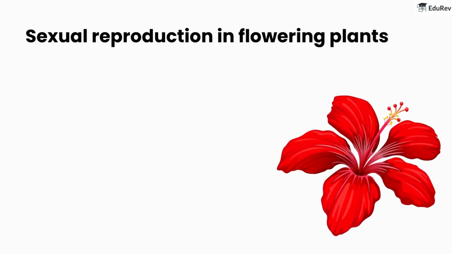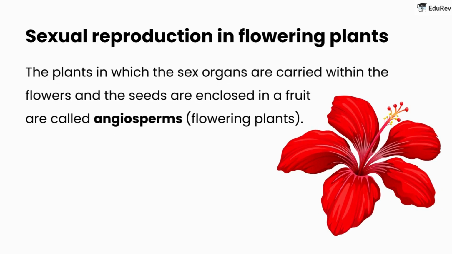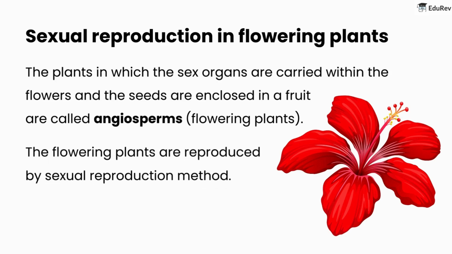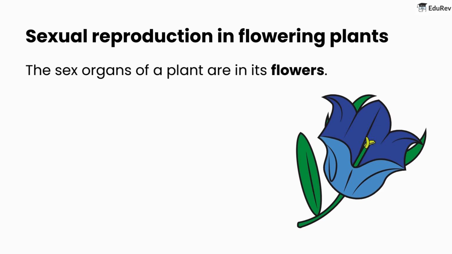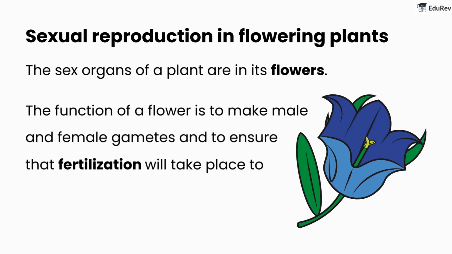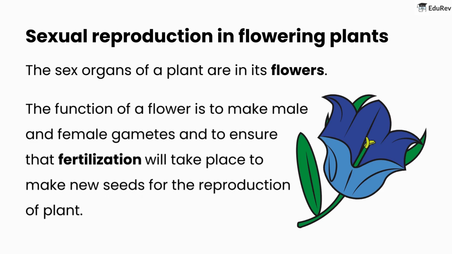Let's have a look at sexual reproduction in flowering plants. The plants, in which the sex organs are carried within the flowers and the seeds are enclosed in a fruit, are called angiosperms, flowering plants. The flowering plants are reproduced by the sexual reproduction method. The sex organs of a plant are in its flowers. The function of a flower is to make male and female gametes and to ensure that fertilization will take place to make new seeds for the reproduction of plants.